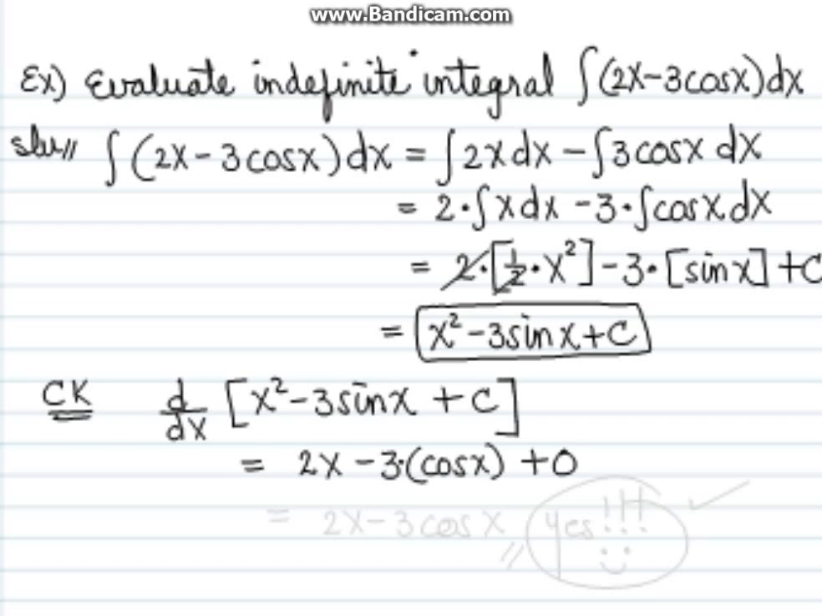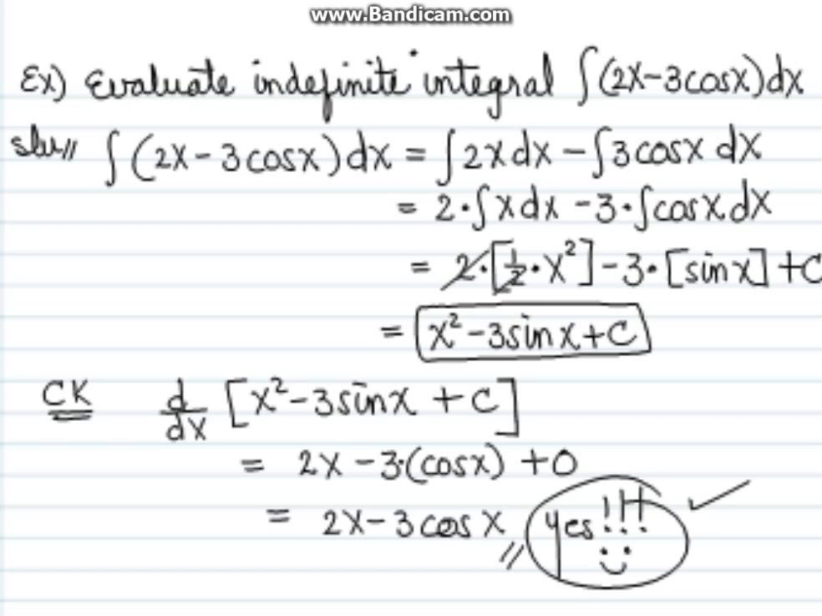So doing the derivative, I get 2 times x minus 3 times the cosine of x plus the derivative of c is 0. So that is my integrand, 2x minus 3 cosine x. So yes, my answer in the box was good. It is indeed the antiderivative of the integrand 2x minus 3 cosine x, because when I took the derivative of the answer, I got the integrand.